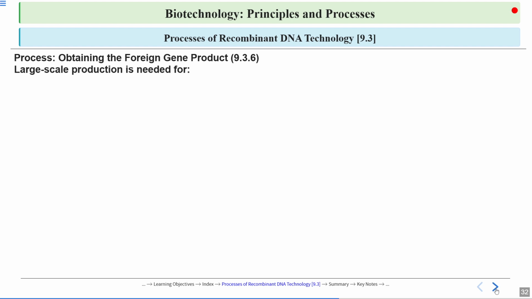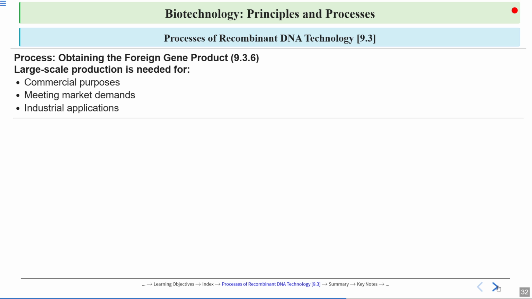After this, we get our foreign protein. Now what we need to do, the biggest step, is to commercialize it, to make it a large scale production so that it can be useful to mankind. So we have to commercialize it into large scale production. We should meet market demands. We cannot make some recombinant protein which is not even useful to humans. So we have to make something which meets the market demands and some industrial applications.